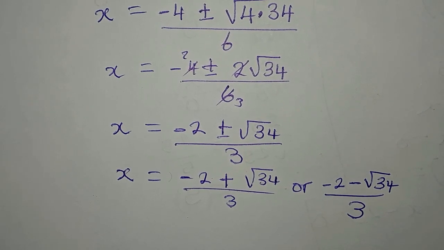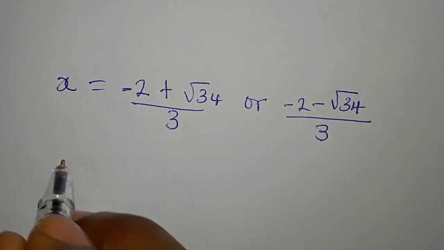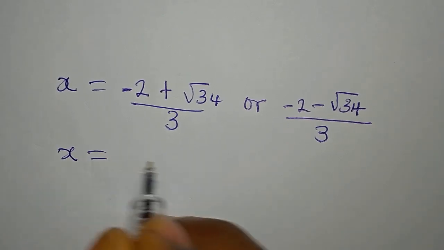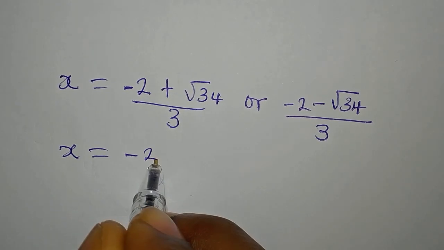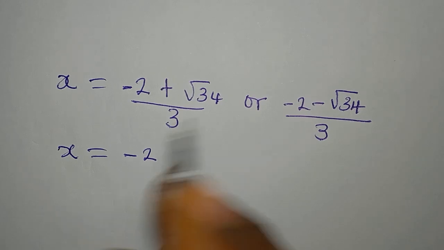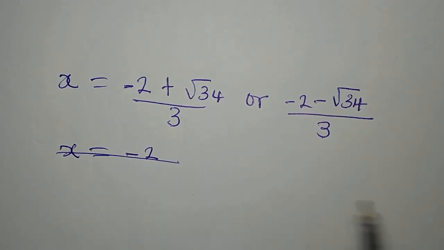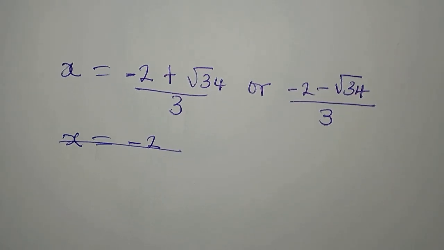Okay, now let's continue. So this equally means we have x equal to minus 2. Let's just leave it like this and then go back to our equation 1.